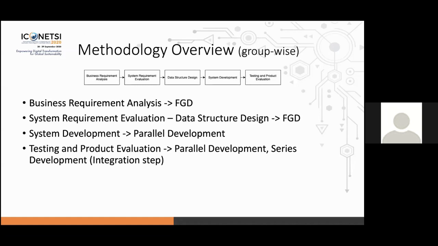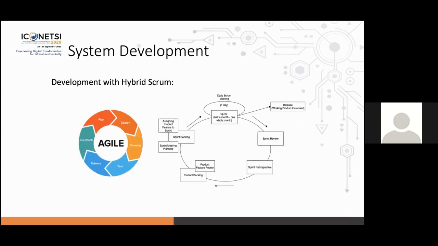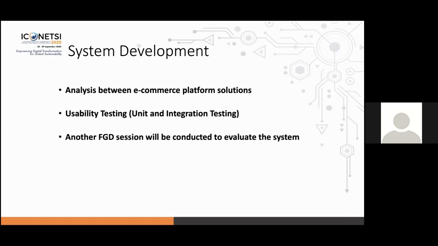The methodology overall, in terms of the group-wise, this business involves a big group. So we have business requirement analysis, system requirement evaluation, and data structure design, finally developing the system and testing and evaluating the product. The system development itself on the software side will be made using a hybrid of Scrum and Agile. And included here will be the study of the analysis between e-commerce platform solutions. And another FGD session will be held at last to evaluate the system. So this is what the group has done.